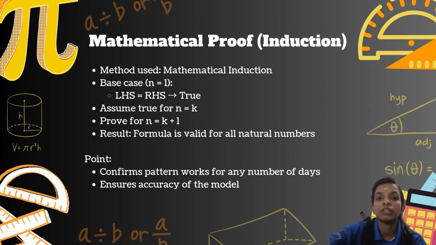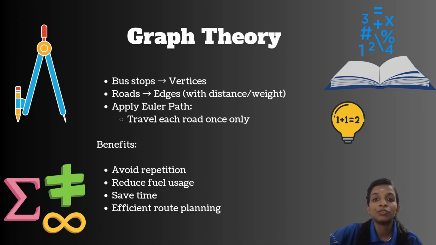Next, we assume the formula is true for some value, say n equals k. Then we prove that it must also be true for the next value, k plus 1. Since both steps are satisfied, we can conclude the formula is true for all natural numbers. So this ensures that our pattern is reliable. Now let's move to part B, which is graph theory.